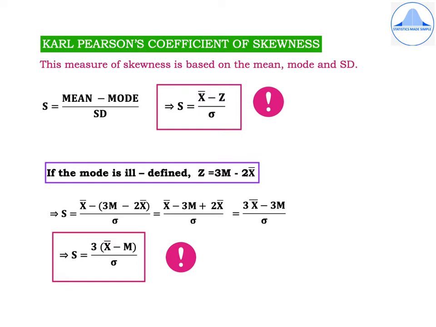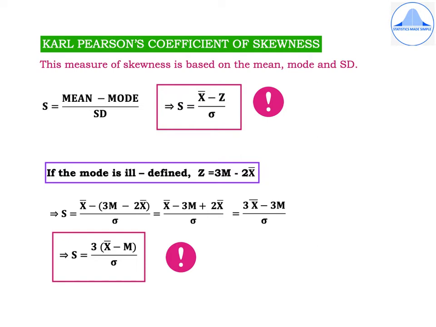So substituting in S, we get S equal to x bar minus, open the bracket, 3m minus 2x bar divided by sigma, which is equal to, take the negative sign within the bracket, so the signs will change. You'll get equal to x bar minus 3m plus 2x bar divided by sigma, which is equal to 3x bar minus 3m by sigma. And in the next step, you remove 3 common from the first and the second term.